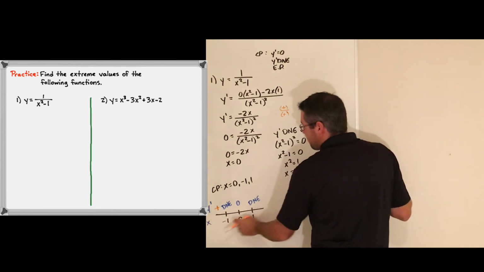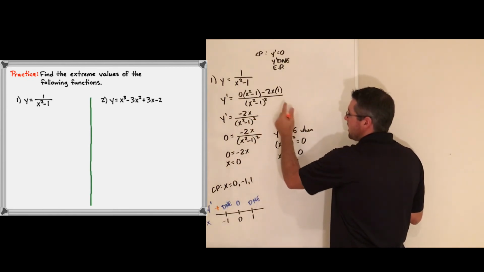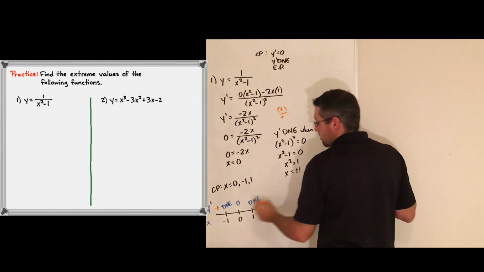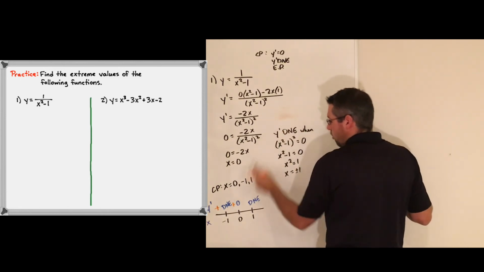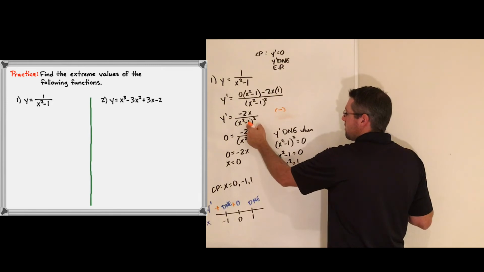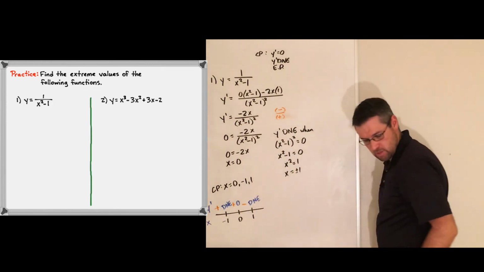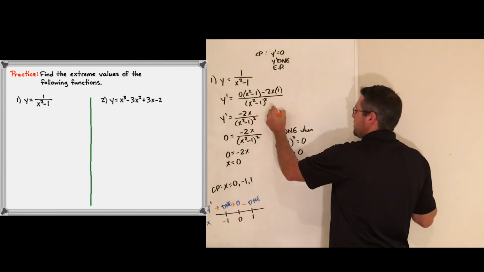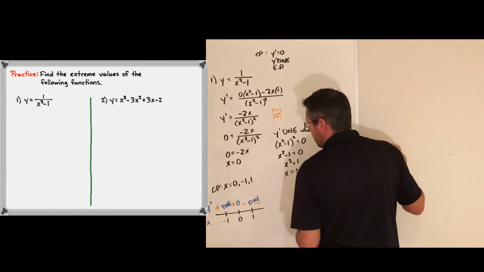If I plug in -0.5, I end up with a positive number on top and a positive number on the bottom, so I get another positive value there. If I plug in 0.5, the top value ends up being negative and the denominator positive, so we get negative values for the derivative there. And if I plug in a value greater than 1, say 2, we end up with a negative value on top and a positive value on the bottom, so we end up with negative there.